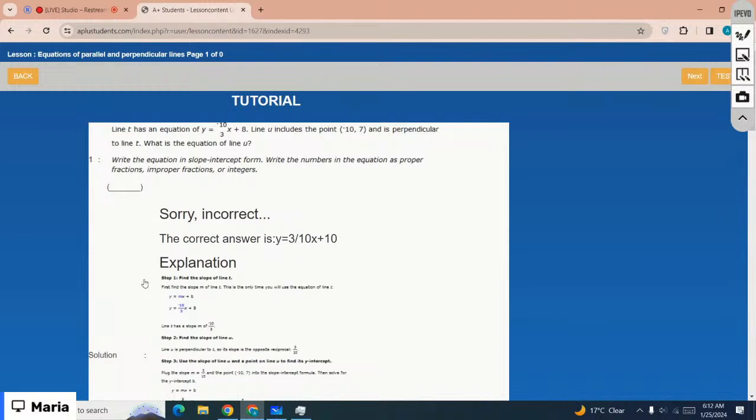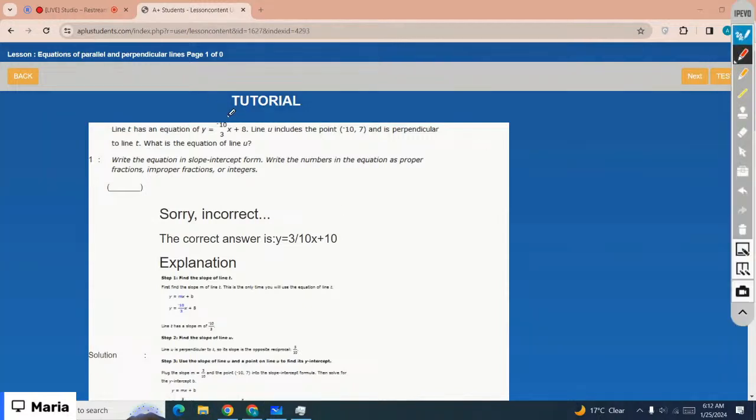So you are given that the lines are perpendicular, you have to find the slope of line U, right? The equation given is y equals negative 10 over 3x plus 8. So the slope is negative 10 over 3 and the y-intercept is 8. The other line includes the point negative 10, 7. The lines are perpendicular, so the slope of line U is the negative reciprocal of the slope of line T, which is 3 over 10.